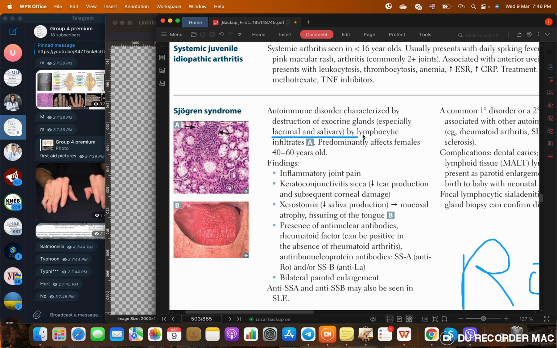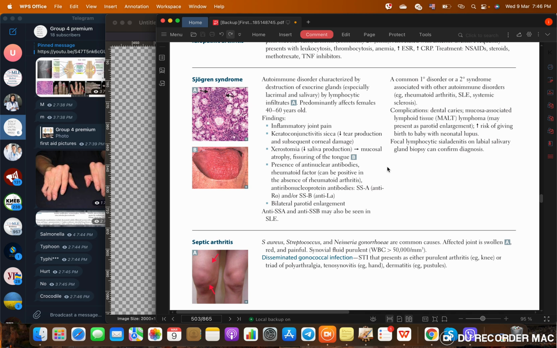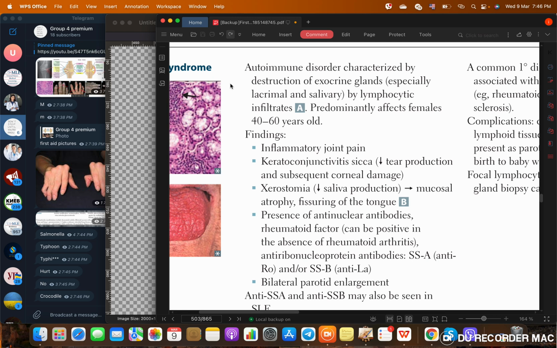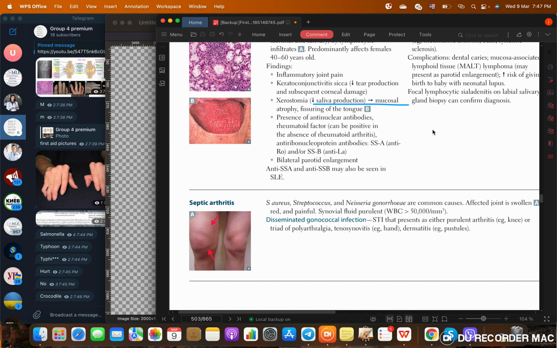And the findings will be inflammatory joint pain, keratoconjunctivitis, which is inflammation of the eyes and conjunctiva. Why does this happen? Because they don't have tears. Which animal doesn't have tears? Anybody know? There is one animal that cannot cry. The crocodile, absolutely. So these guys cannot cry as well, but this is not good because all the time we cry a little bit to keep our eyes moist. So if this patient cannot moisten their eyes, they are going to get keratoconjunctivitis due to decreased tear production and subsequent corneal damage. Xerostomia, which is decreased saliva production.